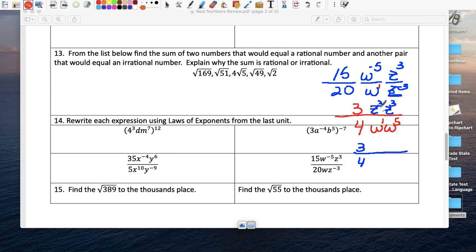The z's, now I can combine them. Keep the base, add the exponents, make it a 6. The w's are next to each other. Remember, they're multiplying, so w times w to the 5th, the same thing as w to the 6th power. This is your final answer.